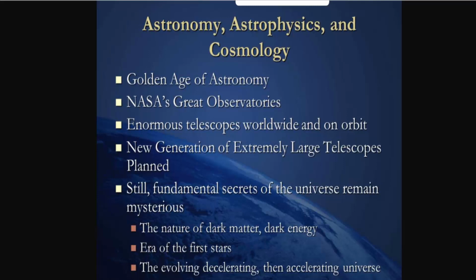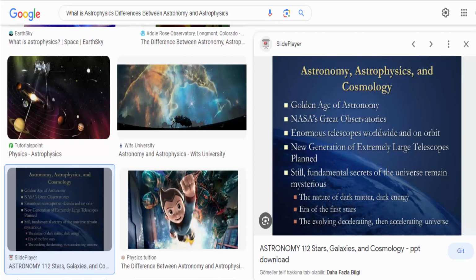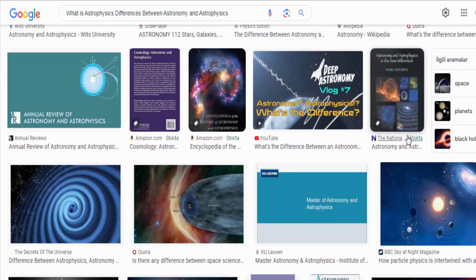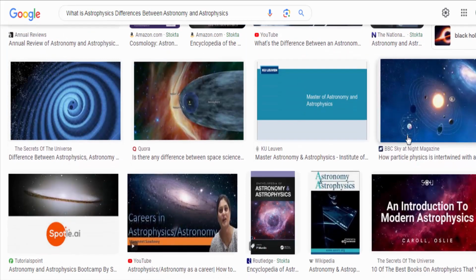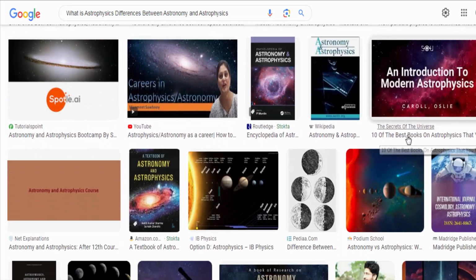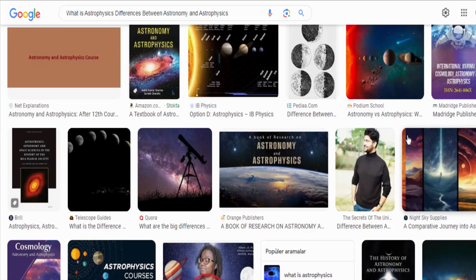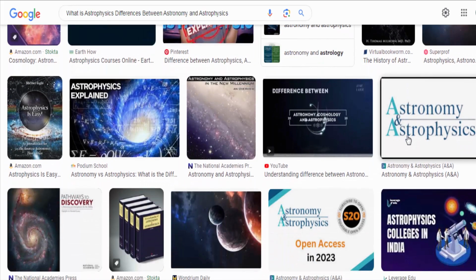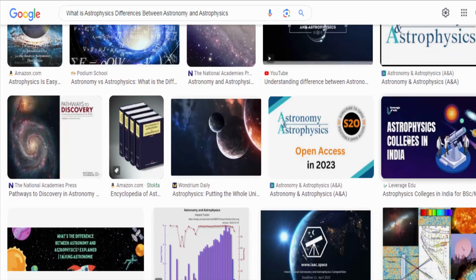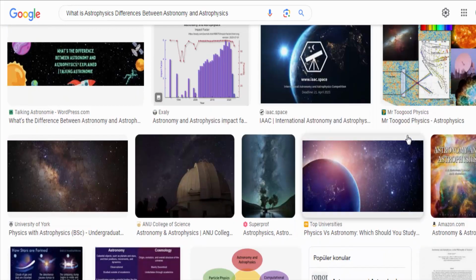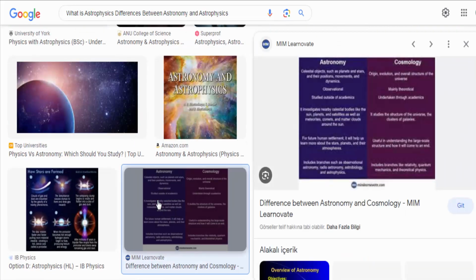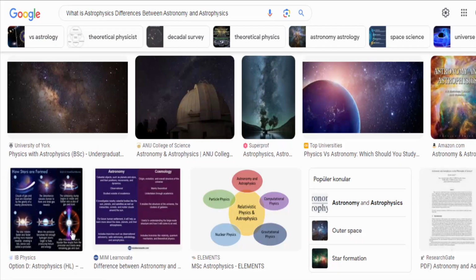Astrophysics, on the other hand, focuses on the physical processes and principles that govern the behavior of celestial objects. It delves into topics such as stellar physics, cosmology, gravitational dynamics, high-energy astrophysics, and the study of fundamental particles in astrophysical environments.